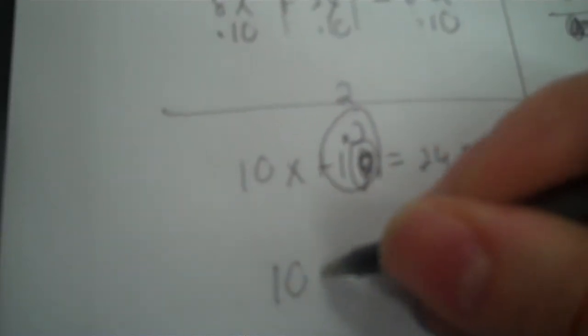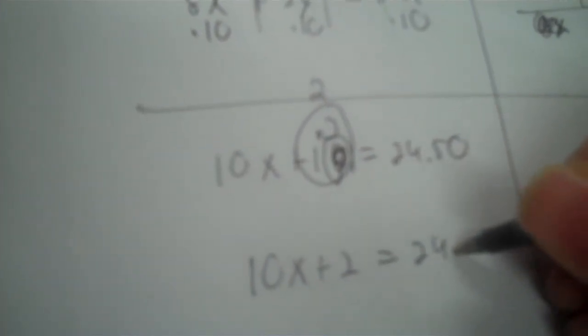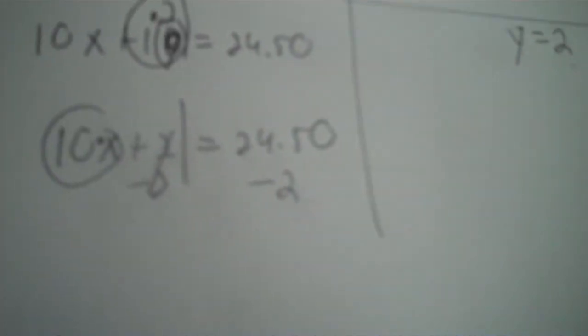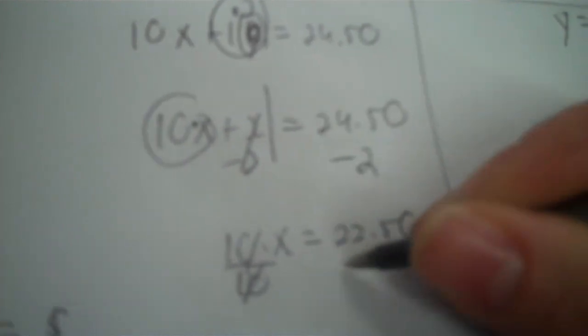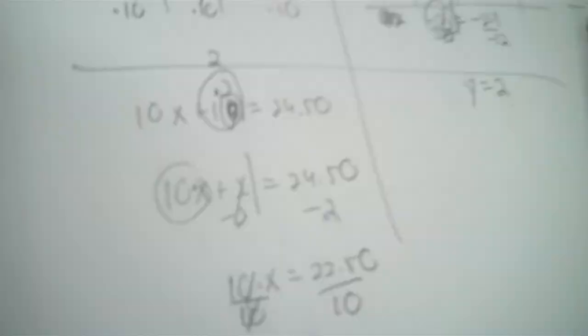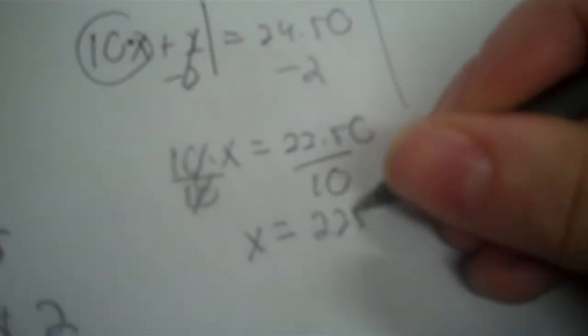So now I figure out the product of 1 times 2. That's 2. Okay? So we have 10x plus 2 equals 24.50. Now, times and plus, so you would minus 2, that's 22.50. Now you divide each side by your 10, and that's your answer for x. 22.50 divided by 10 is 2.25. So that is how much the gas costs per gallon.